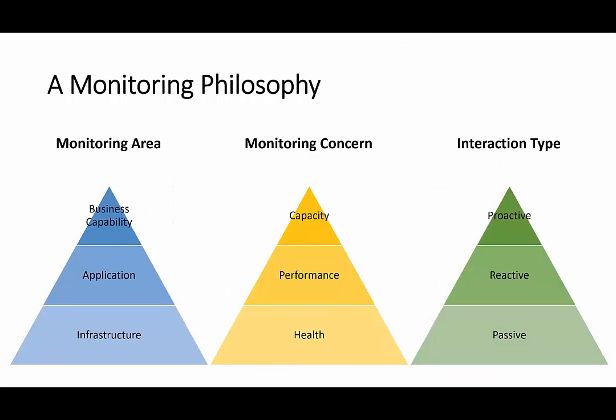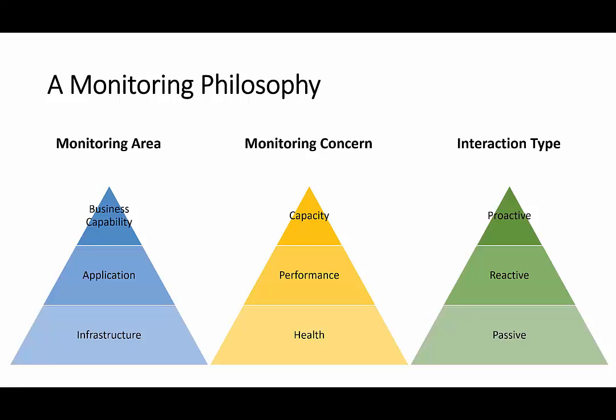But it gets a bit more complicated than that, because not only do we have a monitoring area and monitoring concerns, we've also got interaction types. And in this pyramid, we've got passive monitoring, reactive monitoring, and proactive monitoring. So we're talking about how we monitor the system. Passive monitoring is where the monitor can give you the status of a metric. So you ask, what is the current status of, and it shows you. Reactive monitoring is where the monitor can alert you when specific conditions are met or when something happens. Proactive monitoring is where the monitor can also automatically try and fix a problem when it occurs.